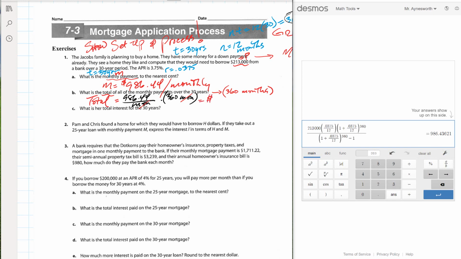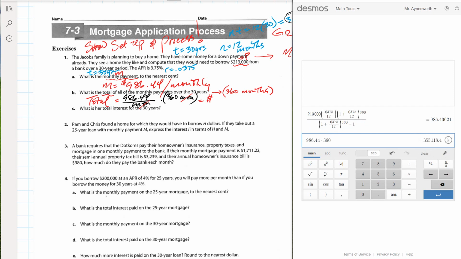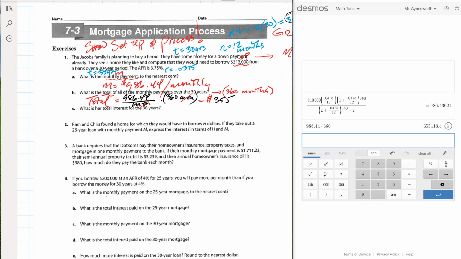Well, let's take that and figure it out. We take 986.44 times 360, and you get a huge number here. So what we're going to pay is $355,118.40 total. Okay, it adds up to a lot. Now look at this, guys. Our house cost $213,000. We pay $355,000, a little more than that.